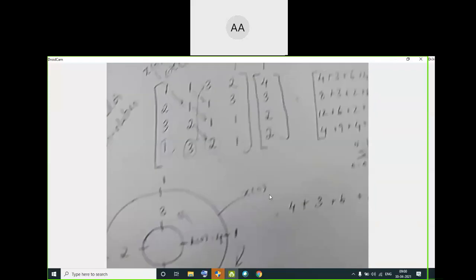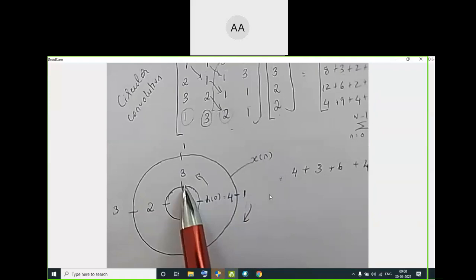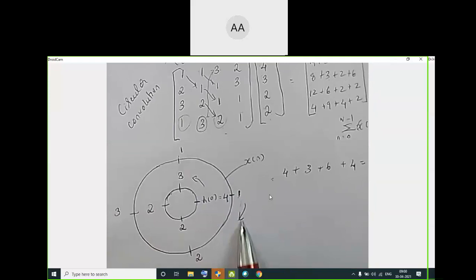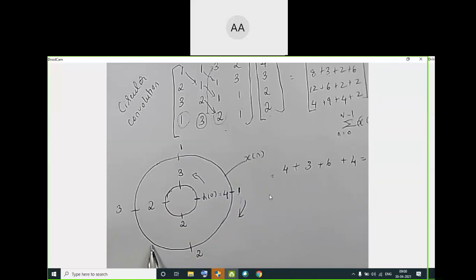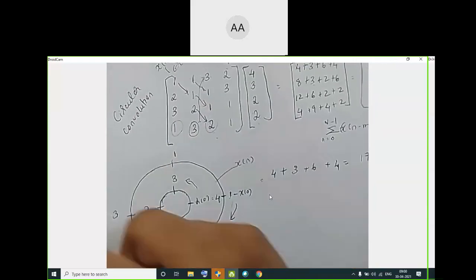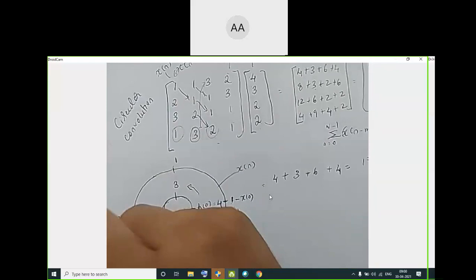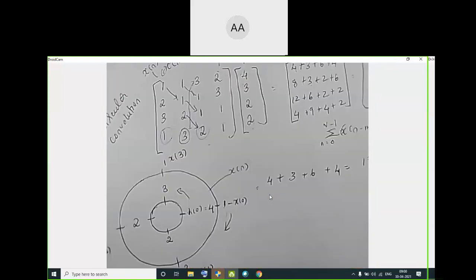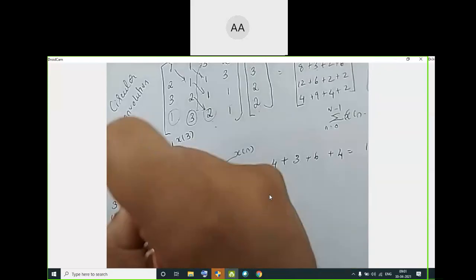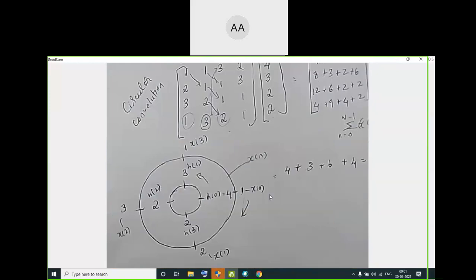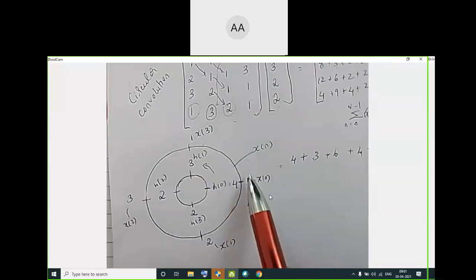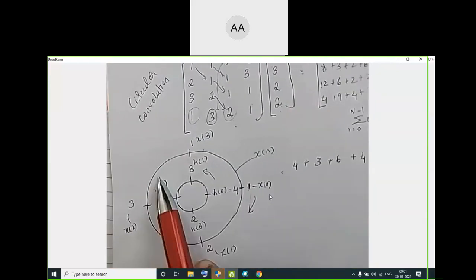Here also I'm doing the same. You write either h of n or x of n, any one sequence, in anti-clockwise. The other sequence, if you're writing it clockwise, what is the meaning? This is your x of 0, x of 1, x of 2, x of 3. This is h of 0, h of 1, h of 2, h of 3. So x of 0, x of 1, x of 2, x of 3 you have taken going in the clockwise direction. This is going in anti-clockwise direction.